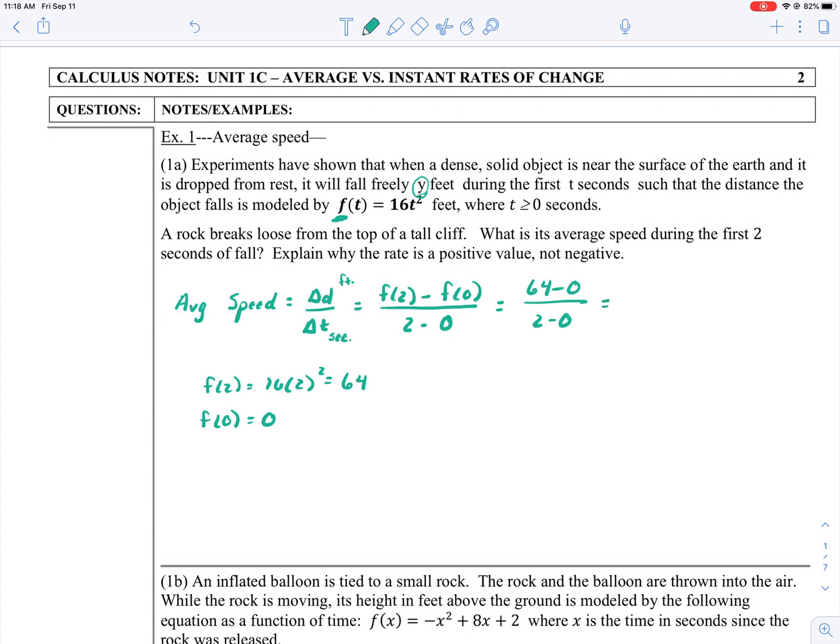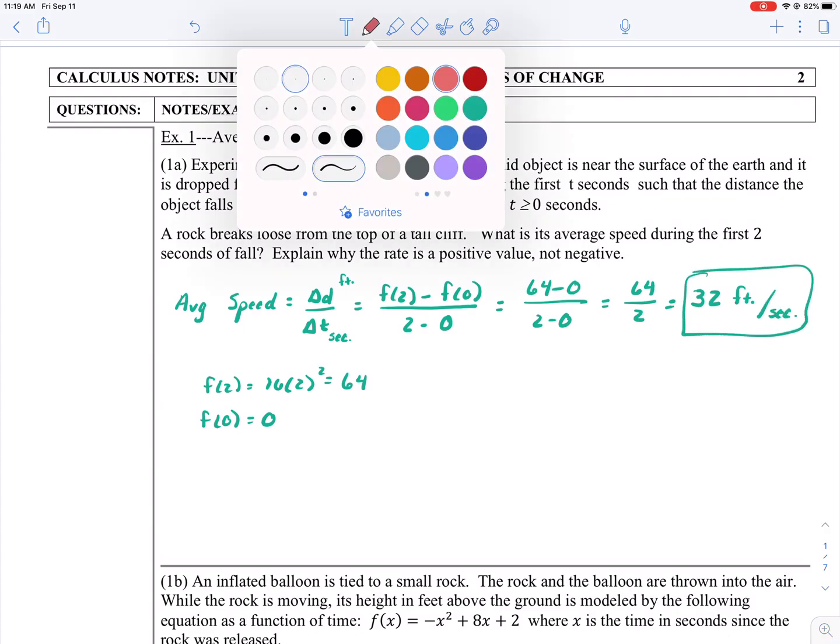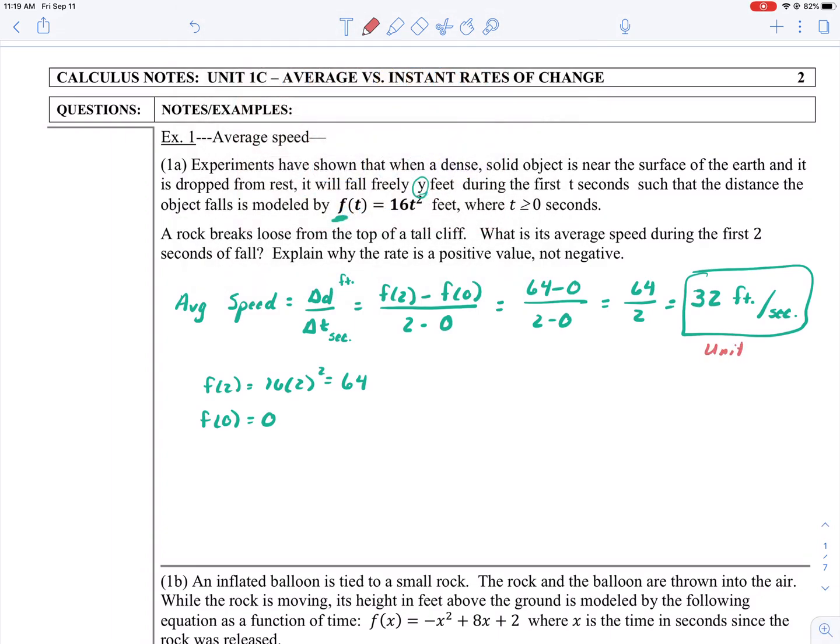All right, so this is going to just reduce. You have 64 over 2, which reduces to 32. You need a unit. This is in feet per second. This is a rate of change. This is a speed. All right, units matter. You are always going to have to attach units to your answer.